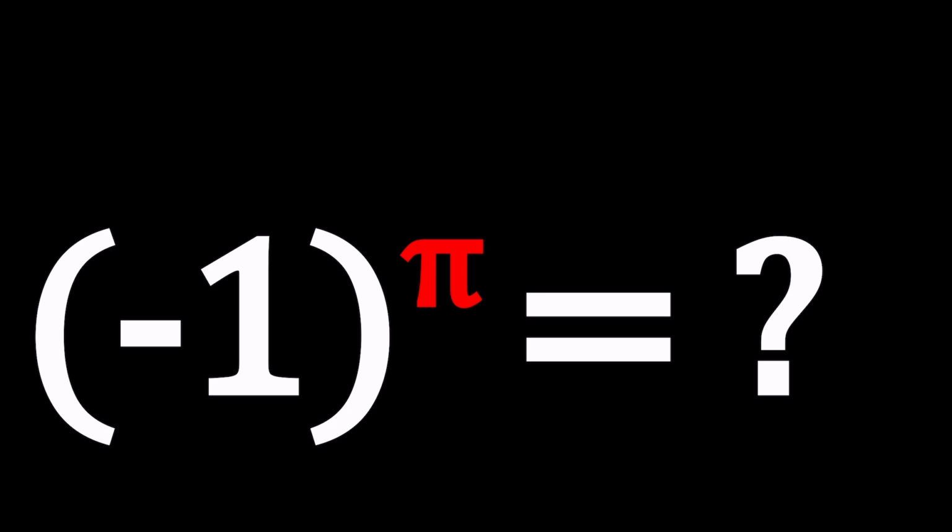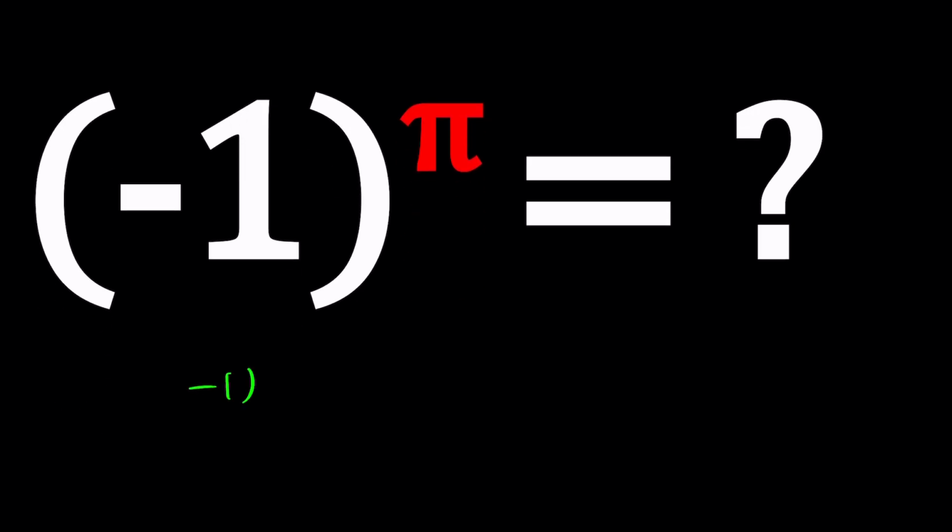So we have -1 at the base and pi in the exponent. But when you raise -1 to different powers, think about it. If you square -1, you get +1, right? If you raise -1 to an odd power, then you get -1 again, like this, right? But that's only true for integer exponents.